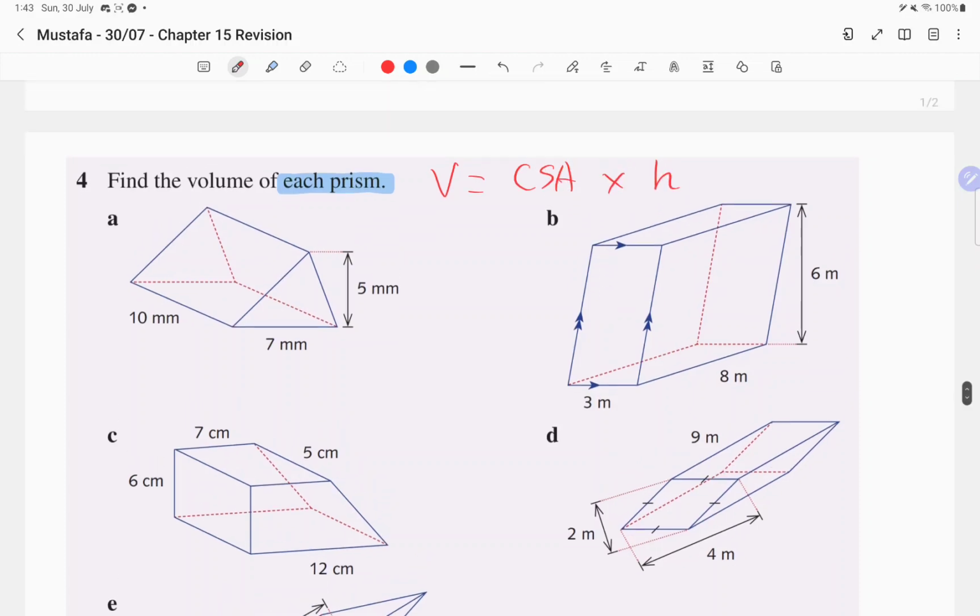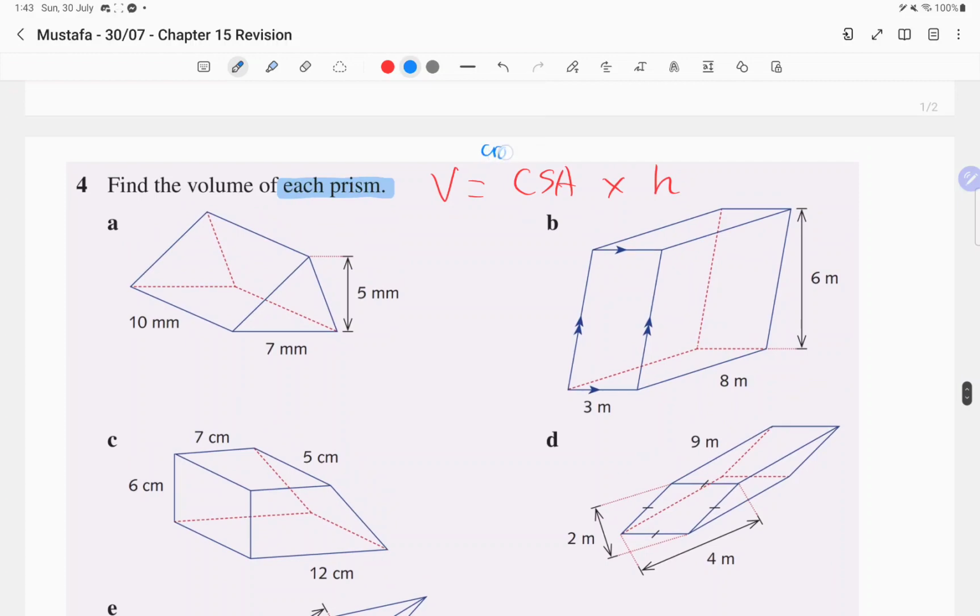So CSA is cross-sectional area. What's the cross-sectional area? The area over the whole thing? Not the whole thing, but what you get when you make a slice out of it. What's the shape of the cross-section? What's this one? This one's a triangle.